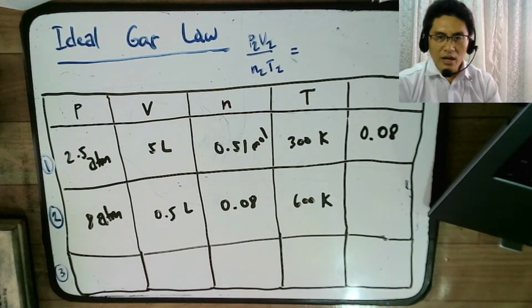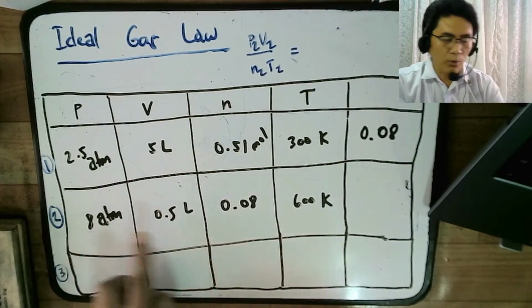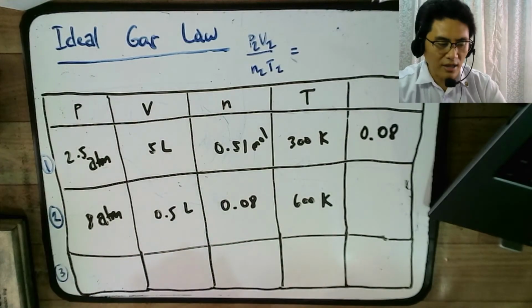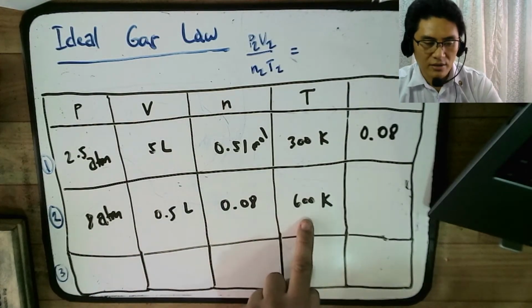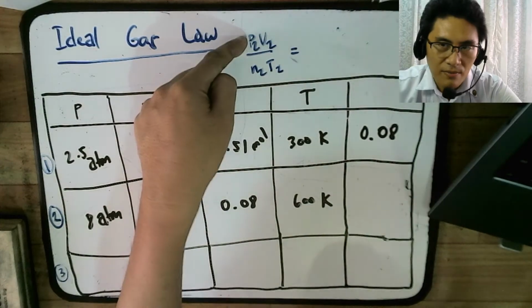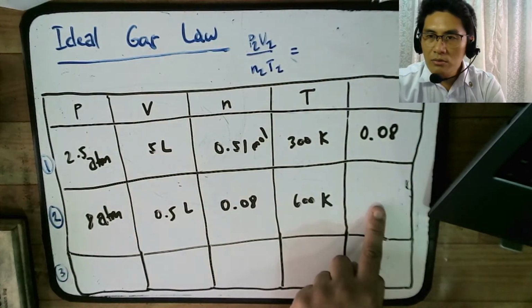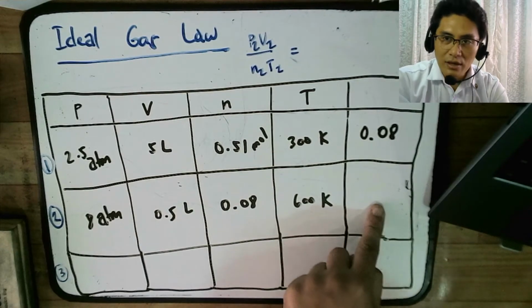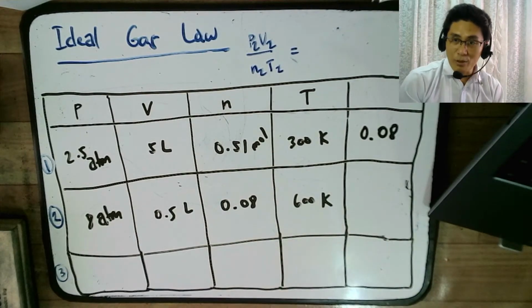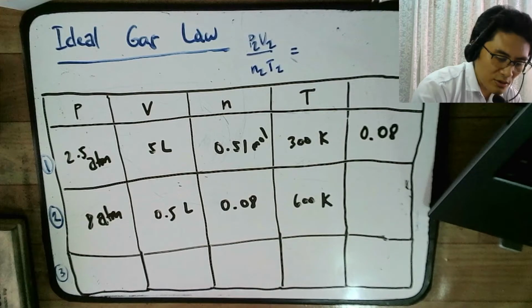And then again, I do the calculation. So I have 8 times 0.5, I get the product of that, and then 0.08 times 600. And then I divide P2 times V2 by N2 times T2. I will get an answer, and that answer, surprisingly, is also 0.08.